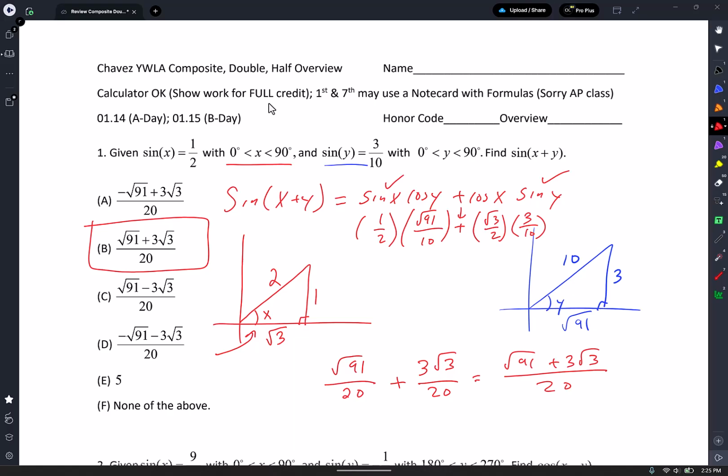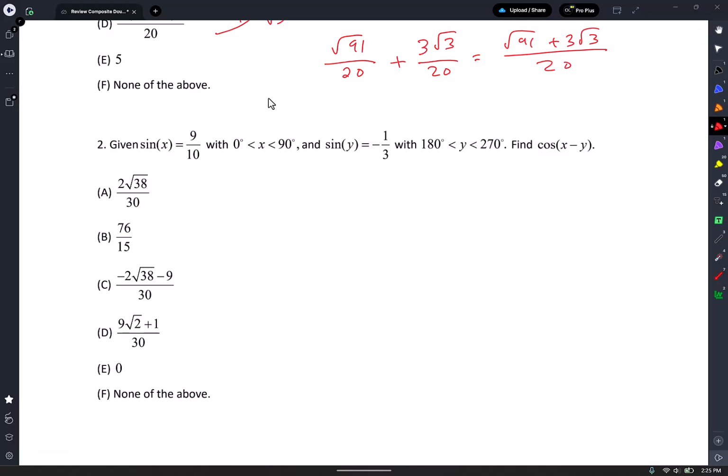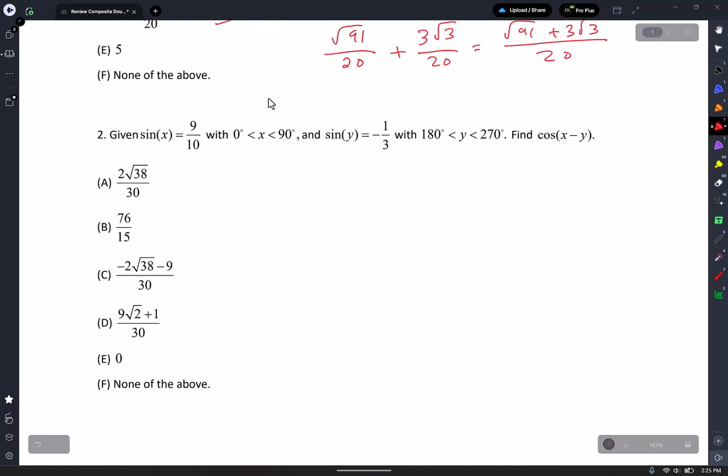How do we feel? Not bad, right? All right, let's go to the next question. Given sine x is 9 over 10 and angle x is in quadrant 1, and sine y is negative 1/3 and angle y is in quadrant, what quadrant is that? 3? Quadrant 3. Find cosine x minus y. Okay, well, come over here. Cosine x minus y equals, what's that formula, guys? Cosine x, cosine y plus sine x sine y.